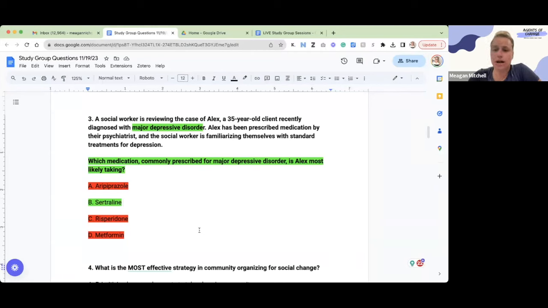And I will tell you, I do not have the greatest memory, so I had to do flashcards for all of these over and over and over again because it was very hard for my brain to remember some of these. And especially if you don't work in a setting where you're seeing prescription meds, it can often be a little bit trickier.